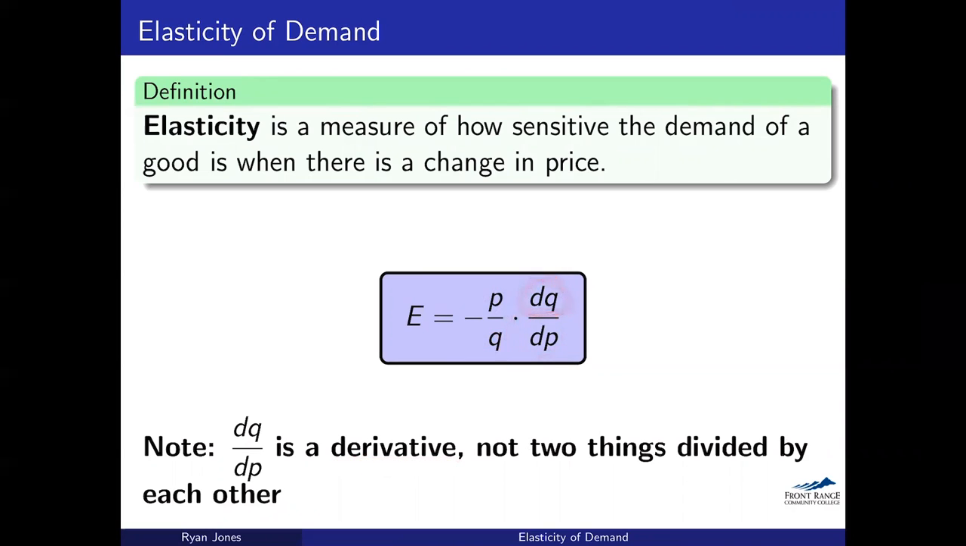So dQ is not something, dP is not something. It's dQ over dP. This is one entire entity here, and it is a derivative of Q with respect to the variable P.